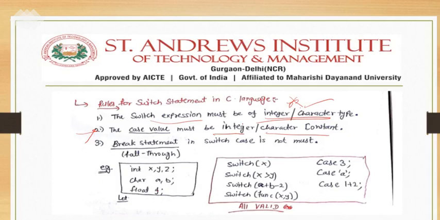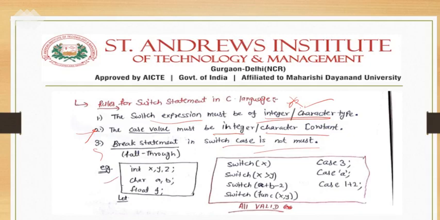So which type of constant? Integer or character constant, right? So the data type you can use in the switch statement, in the expression or case, is only integer or character type, right? The break statement is not a must in switch case. You can use a break statement anywhere, like in an if else statement also. Okay.